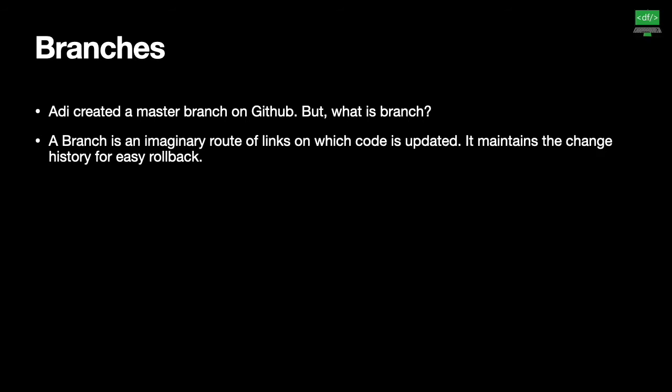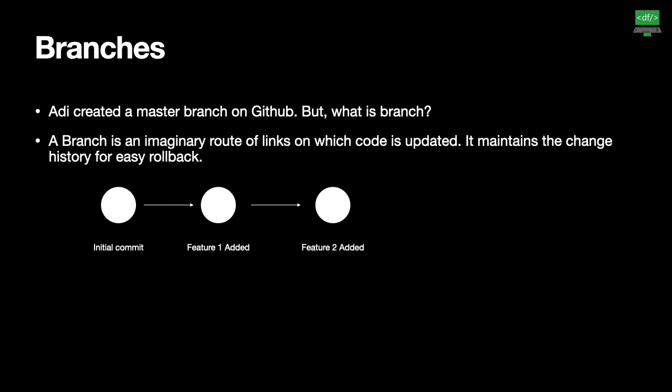A branch is an imaginary route of links on which code is updated. It maintains the change history for easy rollback. Branching helps when multiple developers are working on different features in parallel.